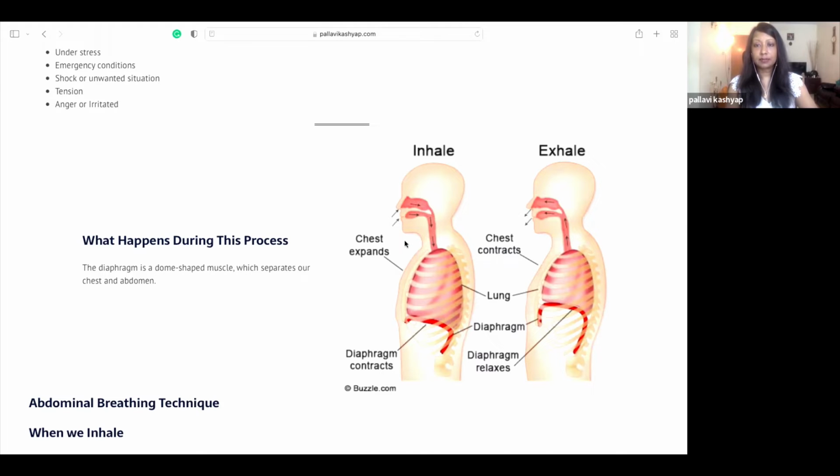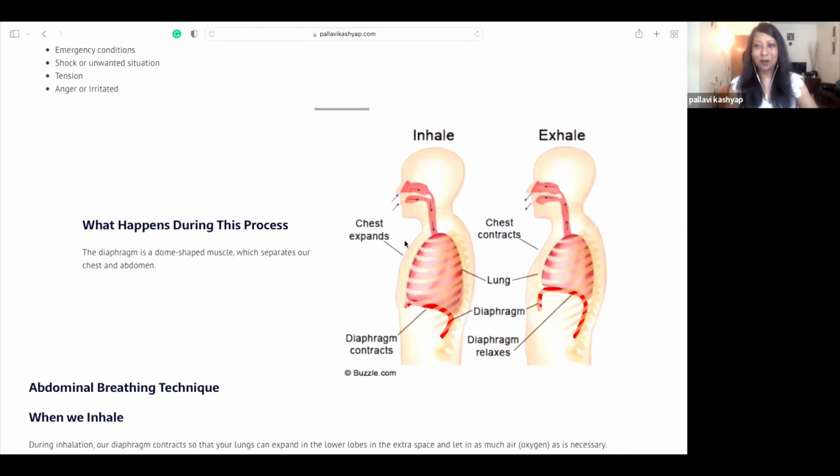Coming to the technical part of it. When we inhale and draw oxygen into the lungs, the lungs get inflated, they expand. When the lungs expand, they need space, they need to move. Because they become big, they push down the diaphragm, and in that process the diaphragm contracts. Is this making sense?